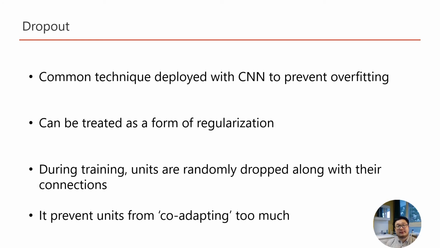So now we talk about dropout. Dropout is a common technique deployed with CNNs to prevent overfitting. It can be treated as a form of regularization. During training, units are randomly dropped out along with their connections, and this prevents the units from co-adapting too much with each other.